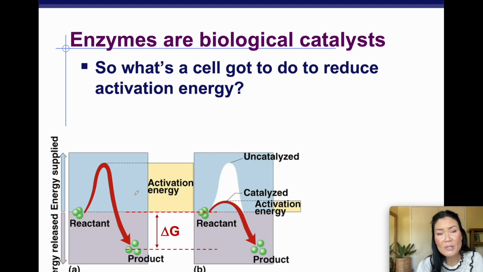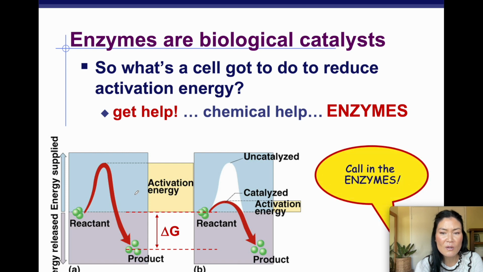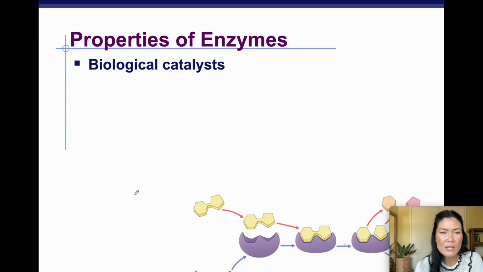So enzymes are catalysts, okay? They're found in our cells. They're proteins that our cells make, right? Remember, ribosomes make our proteins. So what's a cell got to do to reduce activation energy, get chemical help from the enzymes? Enzymes are basically going to lower activation energy so that chemical reactions can happen faster, quicker inside of our cells.